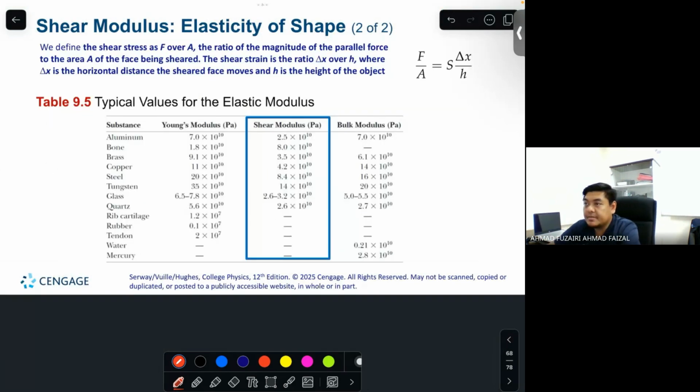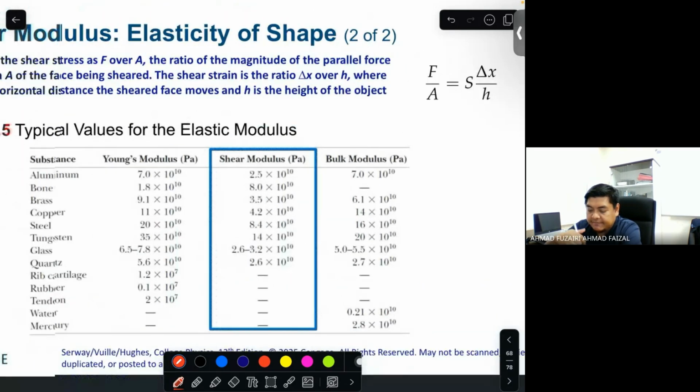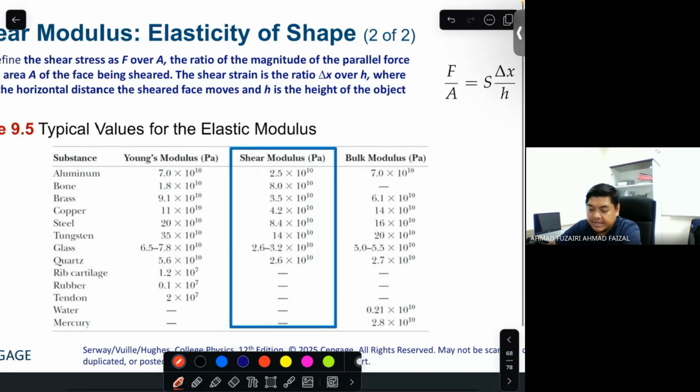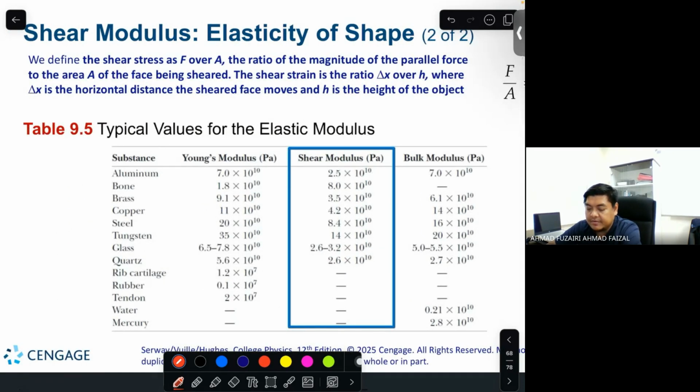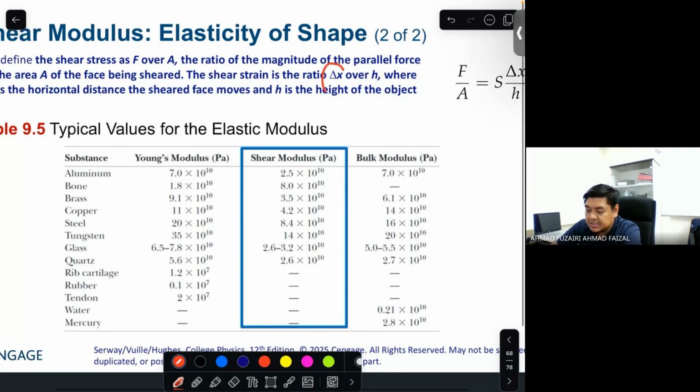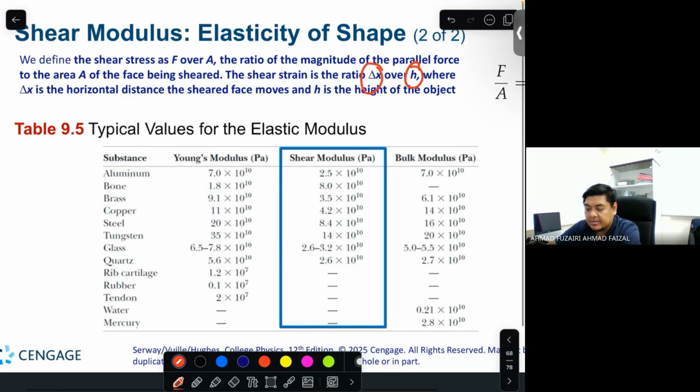We define the shear stress as F over A. Force per unit area, again, that is the shear stress, the ratio of the magnitude of the parallel force to the area of the face being sheared. The shear strain is the ratio of delta X over H, where delta X is the horizontal distance the sheared faces move, and H is the height of the object.